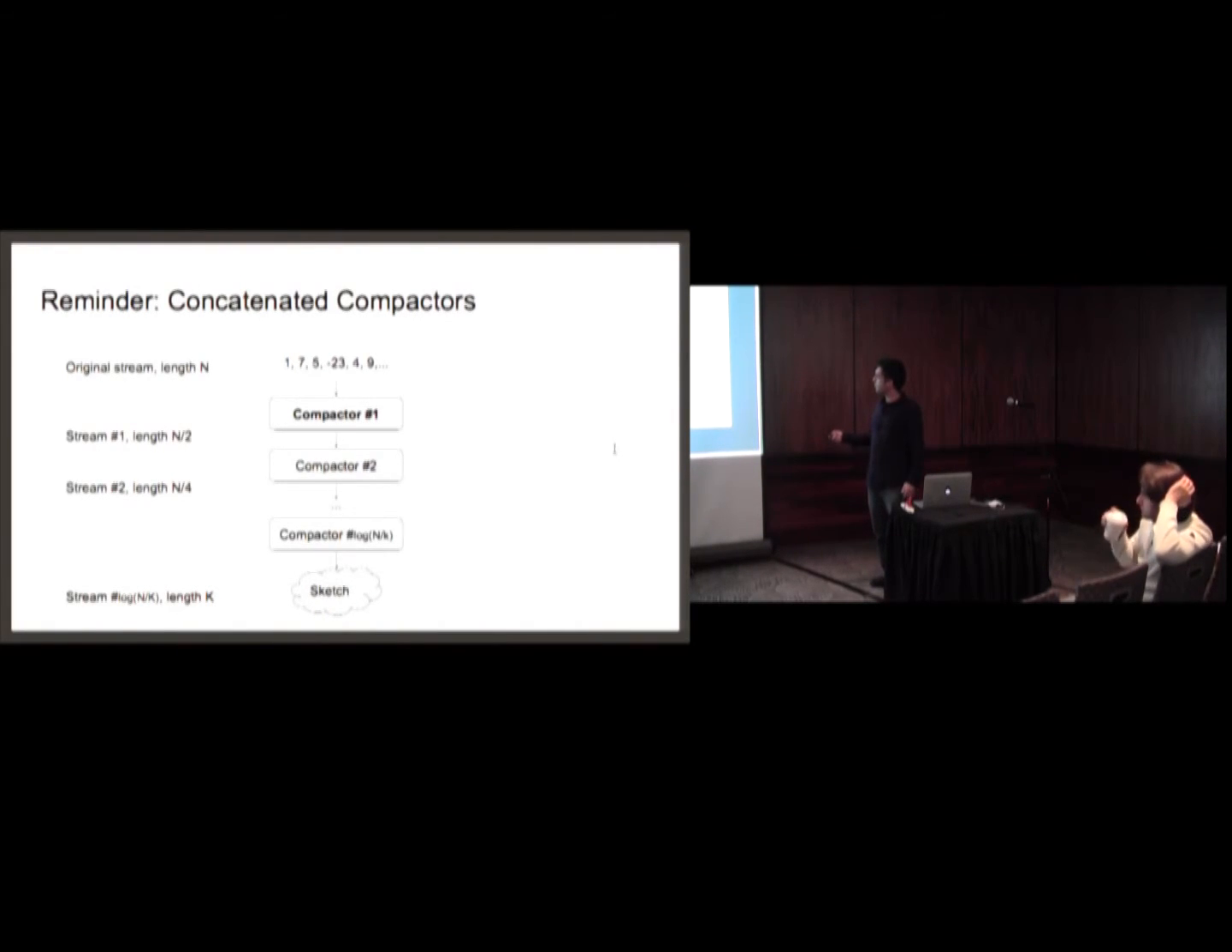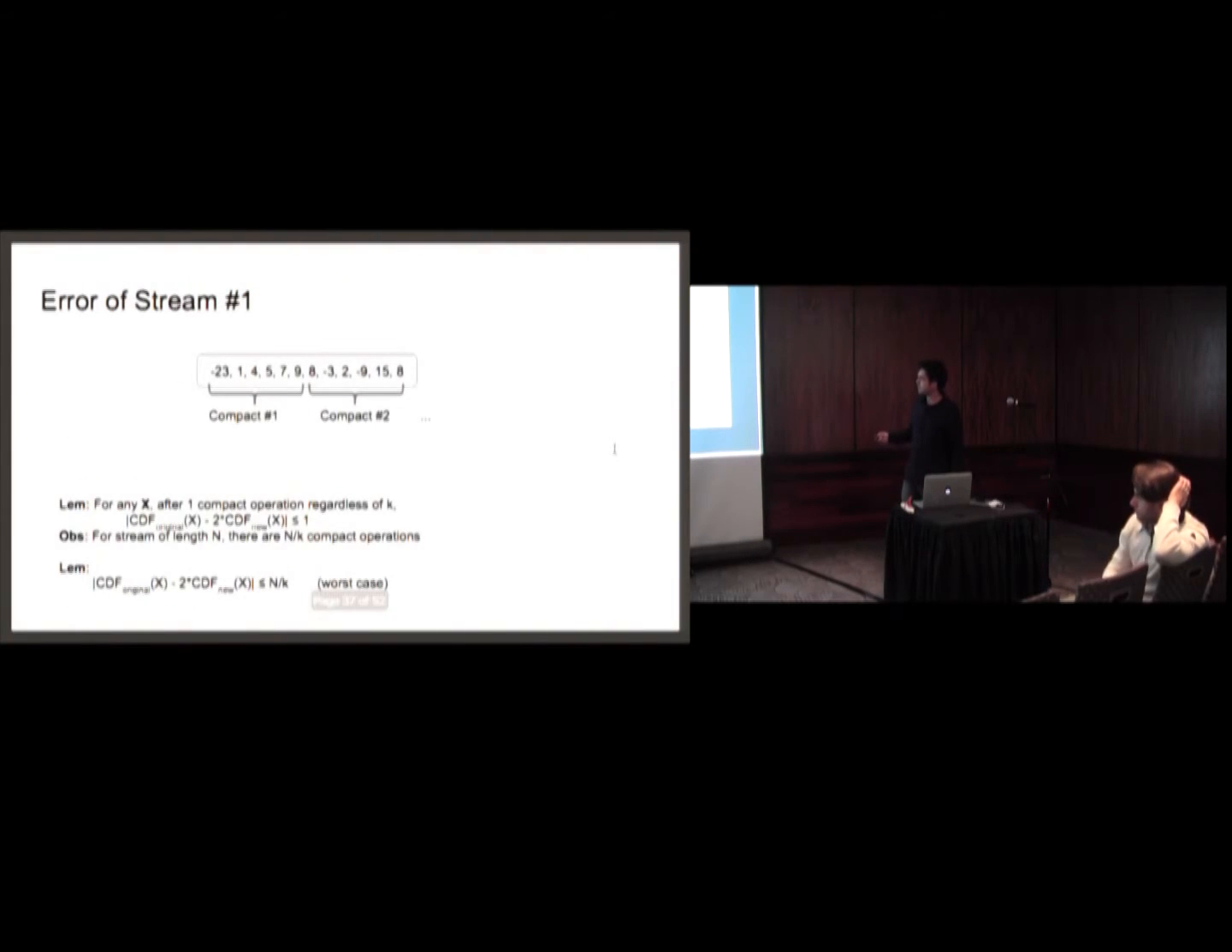Okay, so that was one compact operation. Let's talk about the first compact stream. In the first compact stream, I see the numbers and I perform these compact operations. If I chose a capacity of k, which is some parameter, then the number of compact operations I'm going to do is n over k, because every k items is one compact operation. Each one of them gives me an error of 1, so in total this gives me an error of n over k.